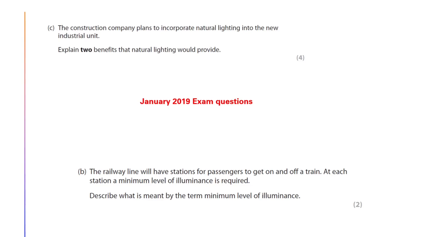The next question: the railway line will have stations for passengers to get on and off the train. At each station, a minimum level of illuminance is required. So describe what is meant by the term minimum level of illuminance. That's a very straightforward question. It's worth 2 points. Effectively, the term minimum level of illuminance is enough light to carry out the task. You'll need to put it in a little bit more detail than that. Don't write your sentences so short and abrupt that the examiner feels that you haven't really answered the question at level 3, this level.